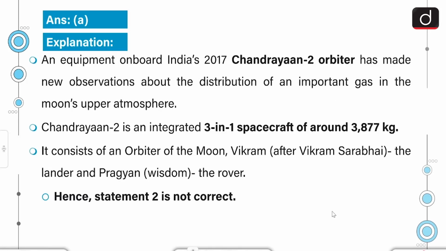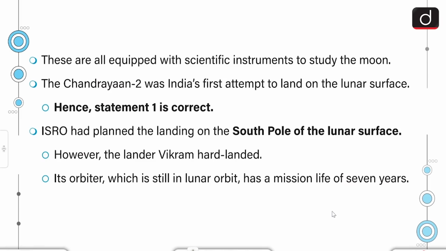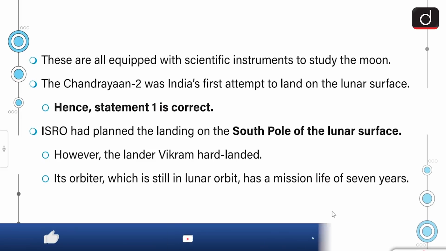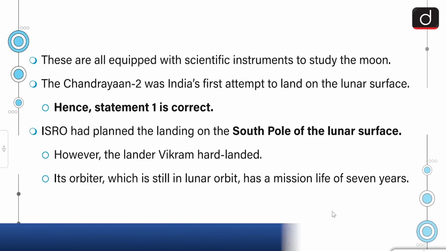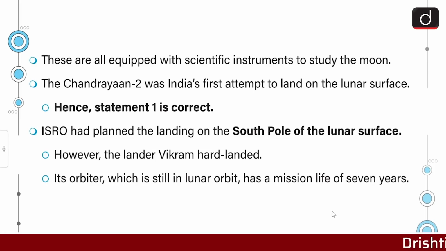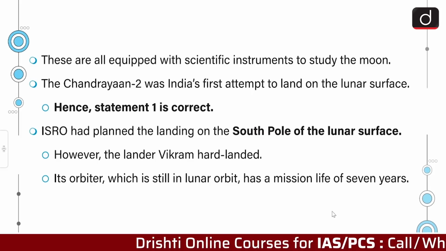An equipment on board India's 2019 Chandrayaan-2 orbiter has made new observations about the distribution of an important gas in the moon's upper atmosphere. Chandrayaan-2 is an integrated 3-in-1 spacecraft of around 3,877 kg consisting of an orbiter of the moon, Vikram, the lander, and Pragyan, the rover. These all are equipped with scientific instruments to study the moon. The Chandrayaan-2 was India's first attempt to land on the lunar surface. ISRO had planned the landing on the south pole of the lunar surface. However, the lander Vikram hard landed. Its orbiter, which is still in the lunar orbit, has a mission life of 7 years.